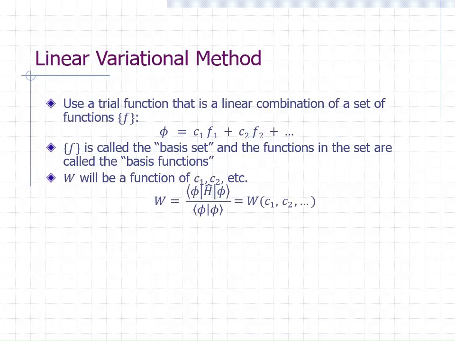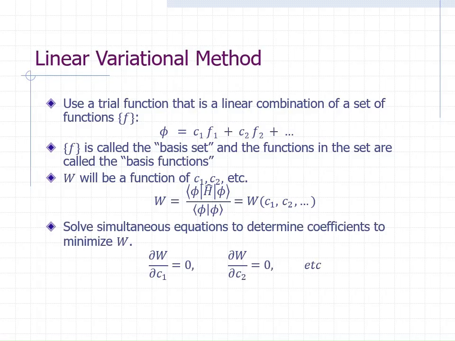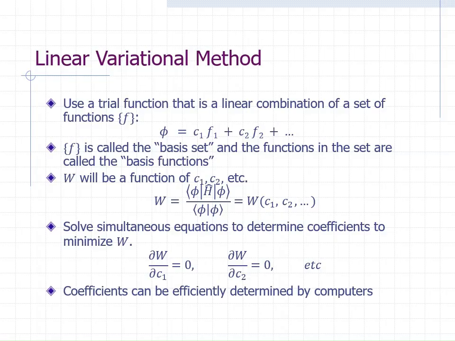The variational energy, W, then becomes a function of the coefficients c sub 1, c sub 2, and so on. Our goal is to find the values of the coefficients that minimize W. To do this, we solve a set of simultaneous equations by setting the partial derivatives of W with respect to each coefficient equal to 0. The linear variational method is especially useful because the coefficients can be determined and computed efficiently using numerical methods.